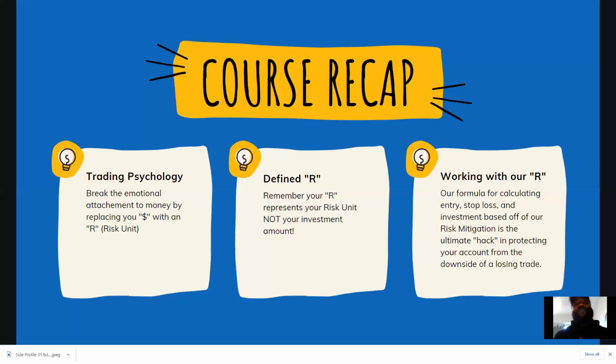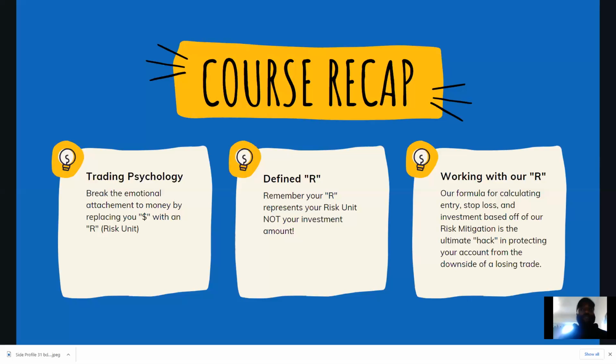So next, we defined our R, because once again, remember, our R is our risk unit. It is not our investment. Okay, say it again with me. Our R is our risk unit, not our investment. I just want to clearly define the difference in the two, a risk unit versus an investment.